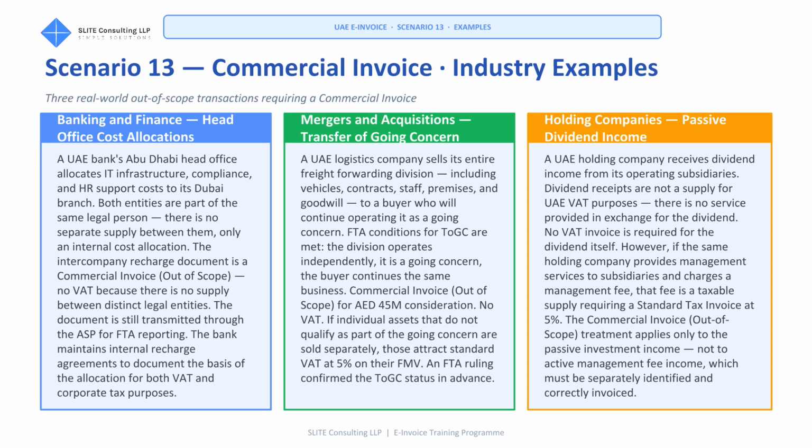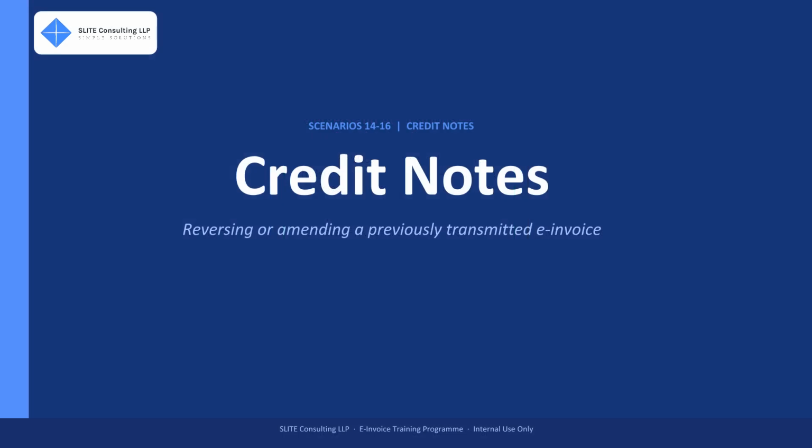Now Part 3, Credit Notes. That brings us to the final part, Scenarios 14 through 16, the Credit Notes. Credit notes reverse or amend a previously transmitted e-invoice. There are 3 variants, mirroring the structure of the underlying invoice. A standard credit note for ordinary tax invoices, a disclosed agent credit note for agent-billed transactions, and a self-billing credit note where the buyer issued the original invoice. In every case, the structural rule is the same. The credit note mirrors the original invoice exactly. Let us work through each.